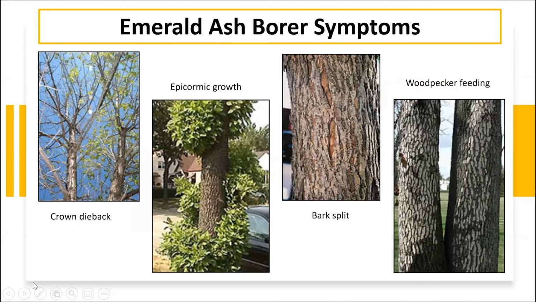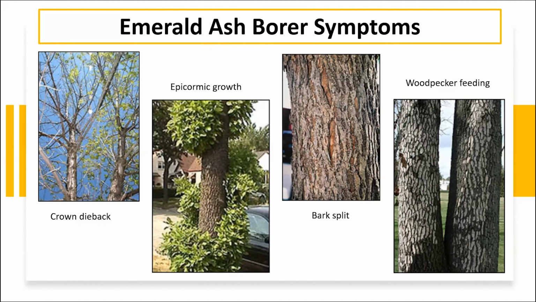And so let's look at what some of those symptoms are. So we have the crown dieback, as I showed with the two trees that are at my mom's place. We also can see the epicormic growth, and that's where the tree trunk is trying to produce more branches. Generally, these are going to be seen below where the larvae are actually feeding. Then we can look for bark split. And bark split happens around the holes where the adult emerges out.